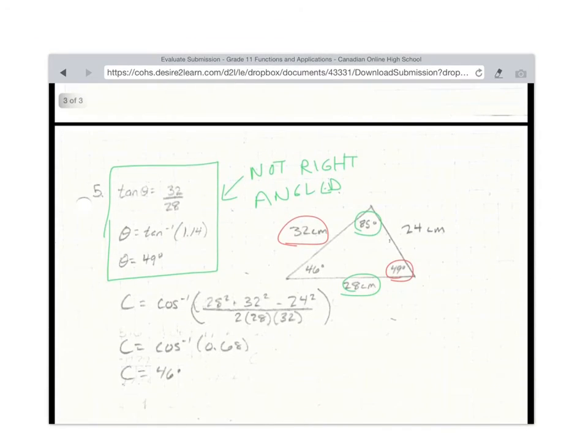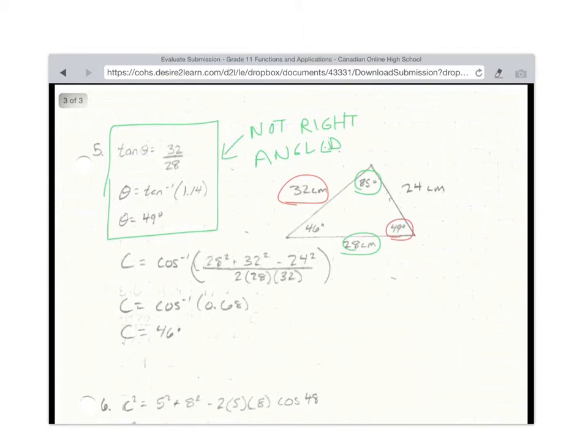Sorry. Here's question 5. Exactly the same problem all over again, okay? The cosine law, if you're using the correct angles, would be right. The tangent ratio will only work for a right angle triangle. And see what I've done here in green, I've shown you that 85 is across from 28. 85 is the biggest angle. And then 49 is the medium angle, but it's across from the biggest side, and that can't be true. You can't do that.